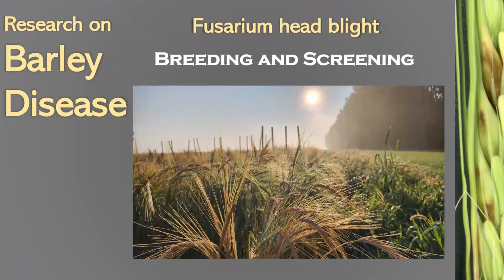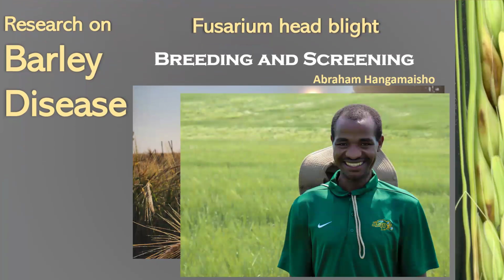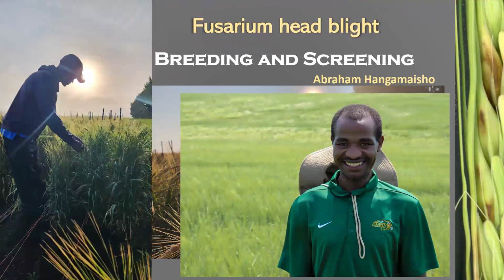So what are we doing about this? We are doing a lot of breeding and screening for these diseases here in North Dakota, where I manage both Fargo and Langdon disease nurseries. We put about 8,000 plots in the field last year, looking at spot blotch resistance and FHB resistance. Here's my field specialist, Abraham Hayamashel, not doctor yet, doing some field screening.